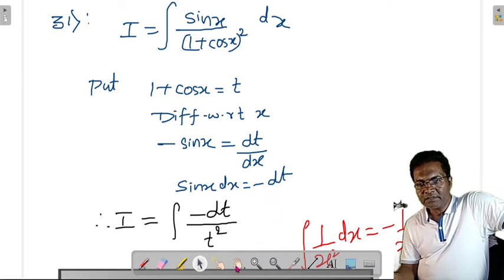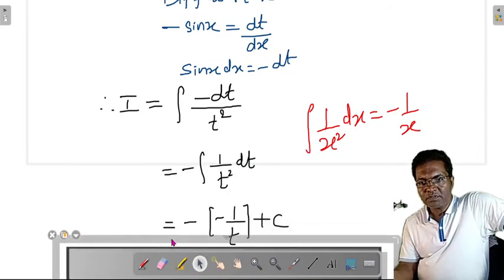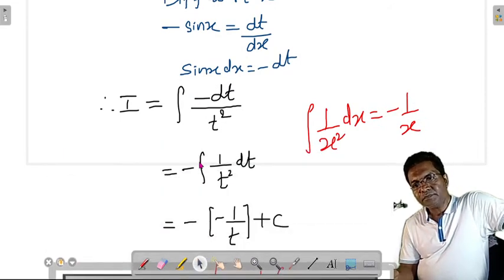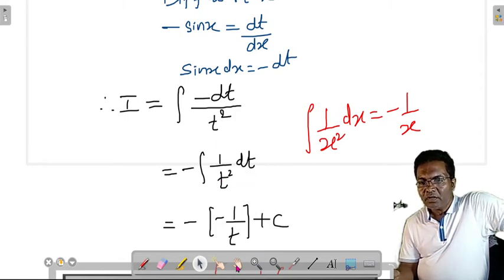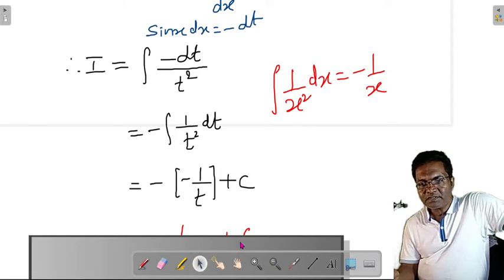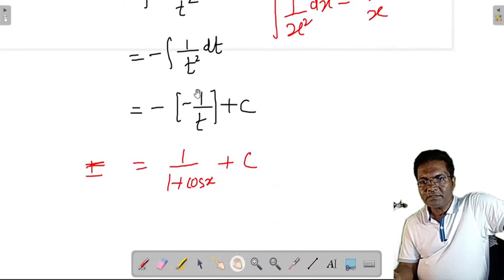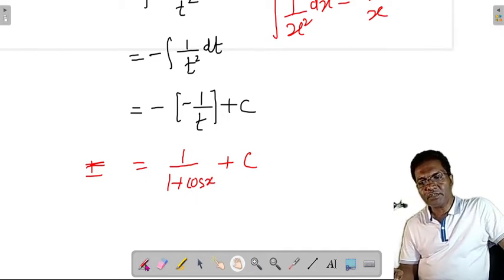So substitute sin x dx as minus dt and this becomes t square. Okay, so look here, minus outside, 1 by t square dt. The integration of 1 by x square is minus 1 by x. So the integration of 1 by t square is minus 1 by t plus c. So what you will get is minus into minus plus 1 by, your t is 1 plus cos x. So this is your result.